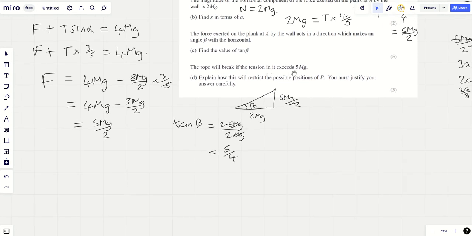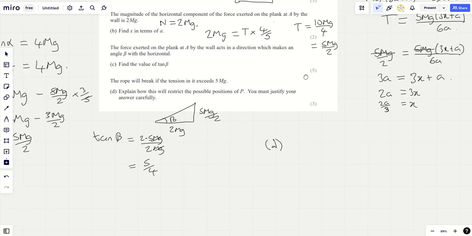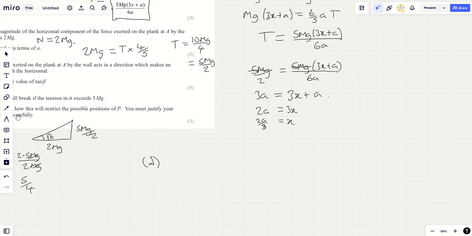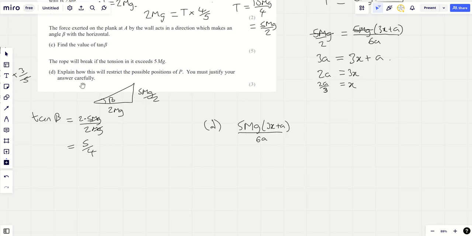Okay. The rope will break if the tension exceeds 5 mg. Explain how this will restrict the possible values of P. You must justify your answer carefully. Okay, well, with this, I'm going to go back to one of the expressions for T which has an X in it, yeah? Because tension is 5 mg, 3x plus A over 6A. And we need this to be less than or equal to 5 mg, because we don't want the rope to break. Explain how this will restrict the possible value of P. We want this to be less than or equal to 5 mg, because it has to not exceed 5 mg.